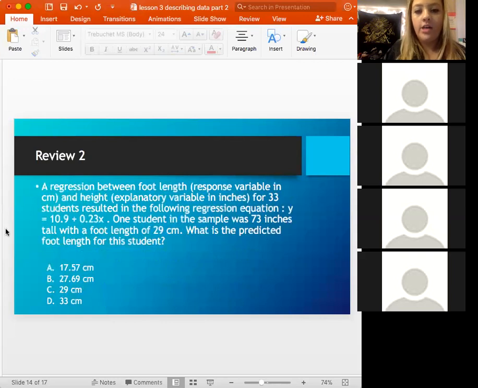All right, a regression between foot length, the response variable in centimeters, and height, the explanatory variable in inches, for 33 students resulted in the following regression equation: y hat equals 10.9 plus 0.23x. One student in the sample was 73 inches tall with a foot length of 29 centimeters. What is the predicted foot length for this student?